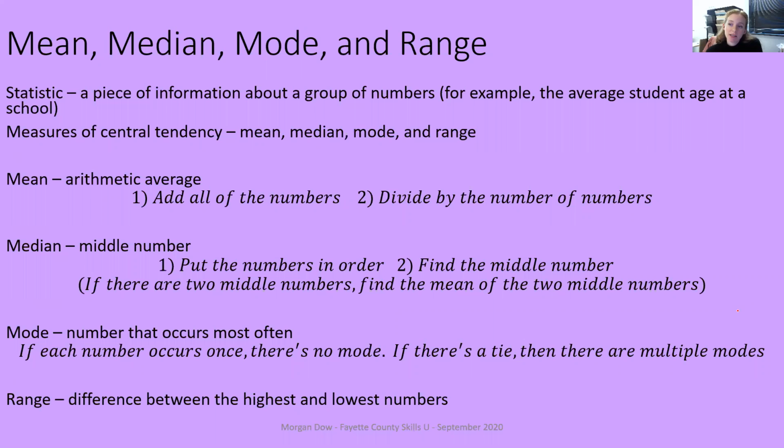Okay, and then the last thing we're going to talk about today, very last thing, is mean, median, mode, and range. So these are all a part of statistics. A statistic is basically a piece of information about a group of numbers. For example, the average student age at a school would be an example of a statistic for our purposes. And these statistics that we're going to talk about are measures of central tendency. So mean, median, mode, and range are all about talking about the average or the most common value in a set of information.